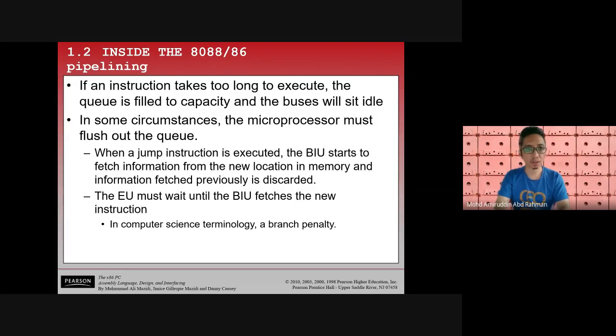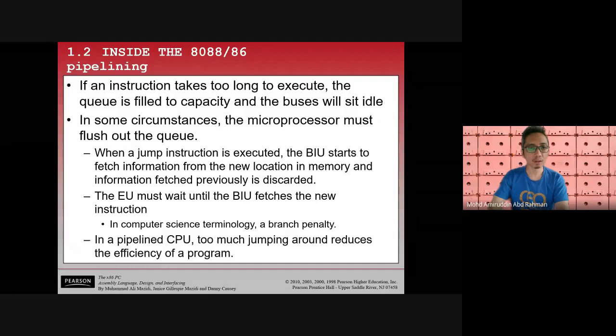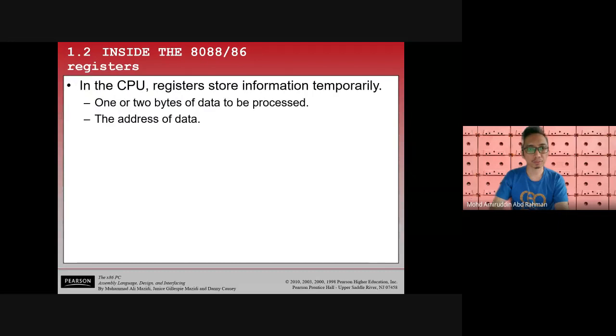The EU is always waiting for the BIU to fetch the new instruction before the EU can do the execution. This is called a branch penalty, when we have the jumping of instructions. However, if there is too much jumping, then the efficiency of the program is reduced. So that's about the pipeline technology.